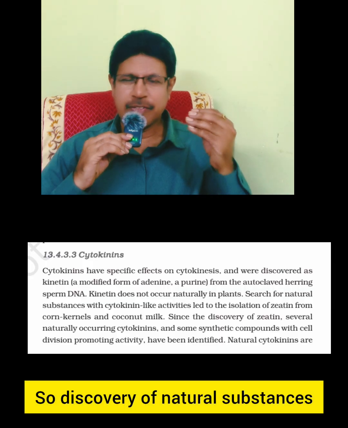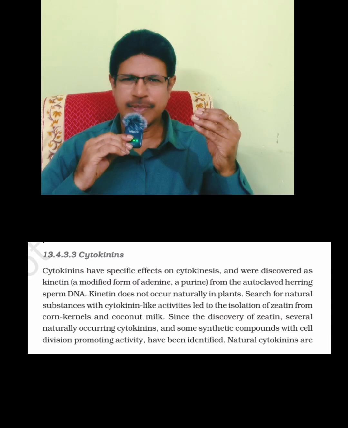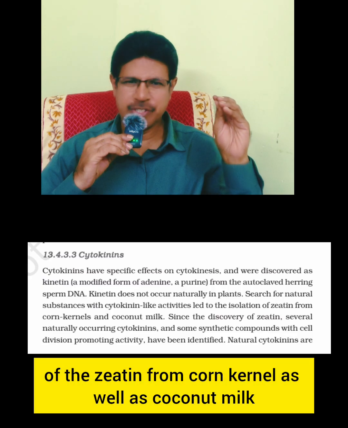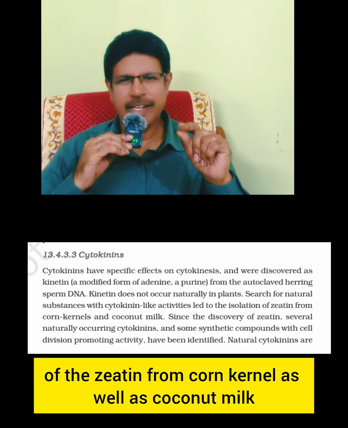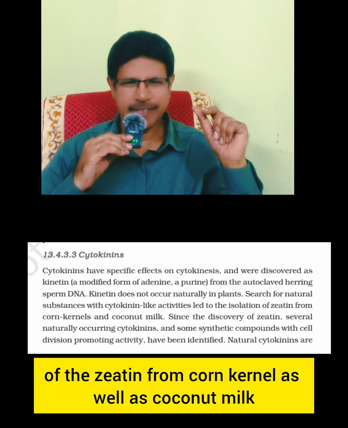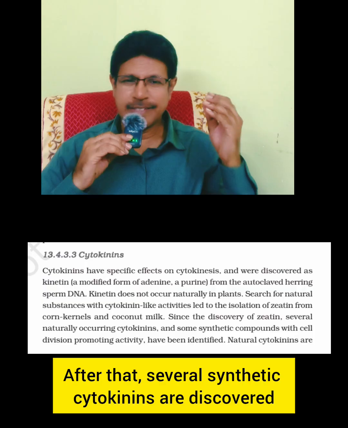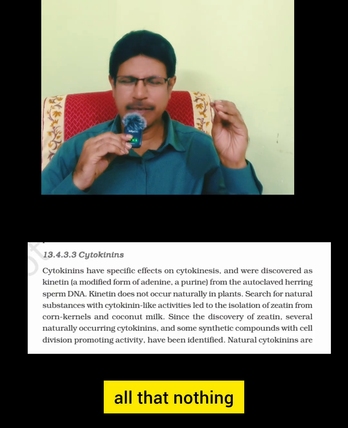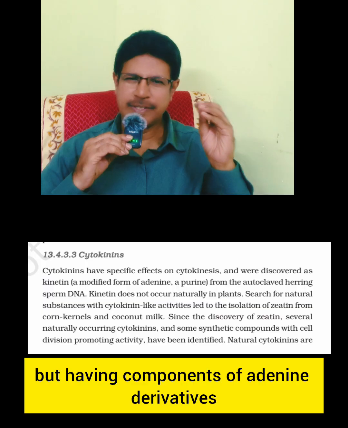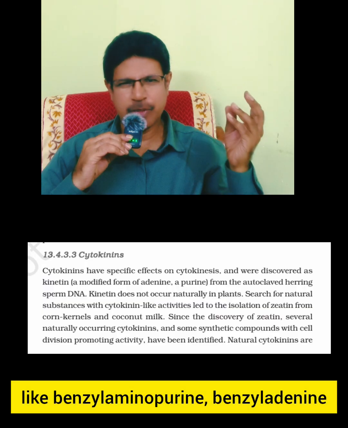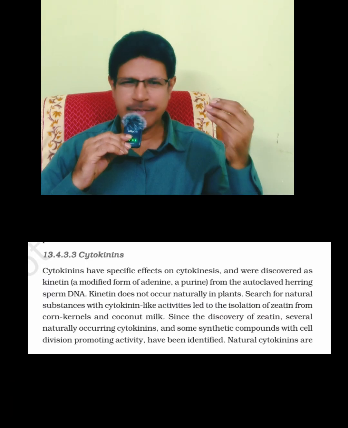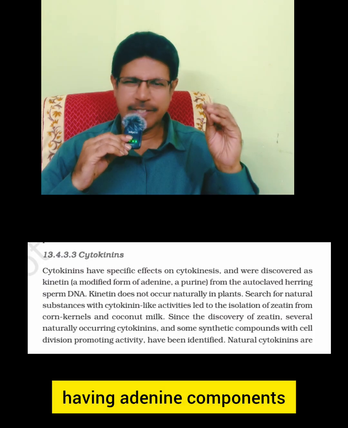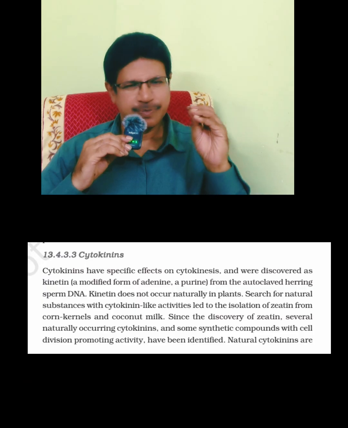So the discovery of natural substances having growth properties led to the discovery of zeatin from corn kernel as well as coconut milk. After that, several synthetic cytokinins were discovered, all having components of adenine derivatives, like benzyl aminopurine, benzyl adenine, which are synthetic cytokinins having adenine components.